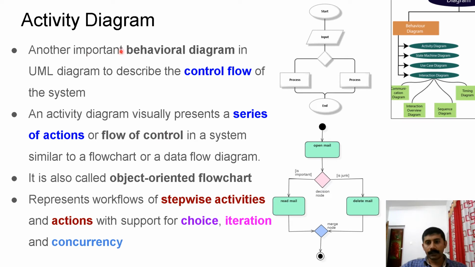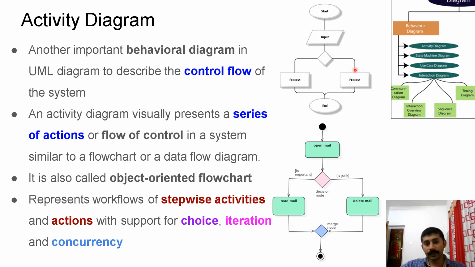Activity diagram. It's a behavior diagram. This is another important behavior diagram in UML to describe the flow of control in the system. An activity diagram visually represents series of actions or flow of control in a system. It is similar to a flow chart or a data flow diagram. It is also called object-oriented flow chart. It represents workflows of stepwise activities and actions with support for choice, iteration, and concurrency.